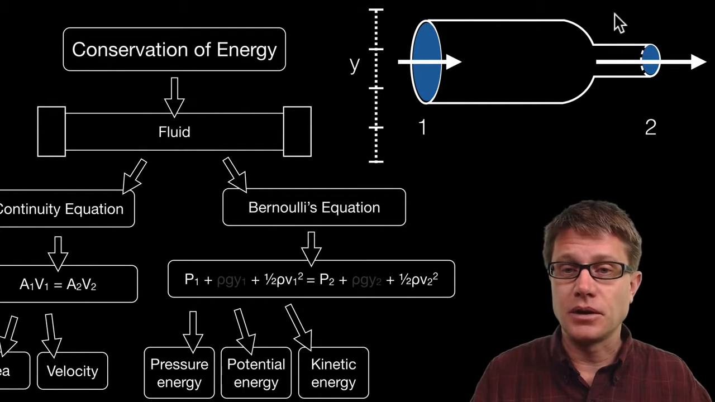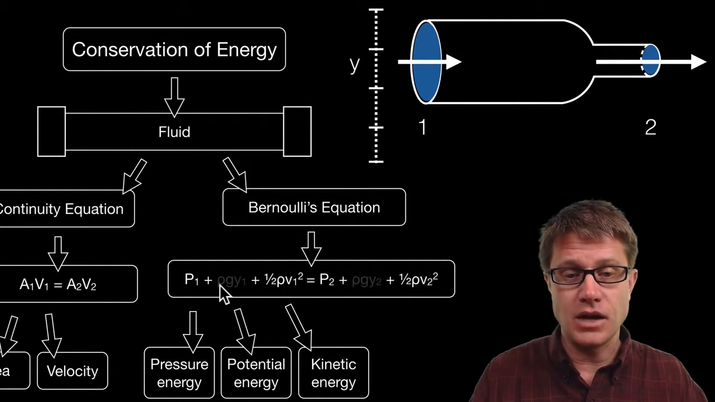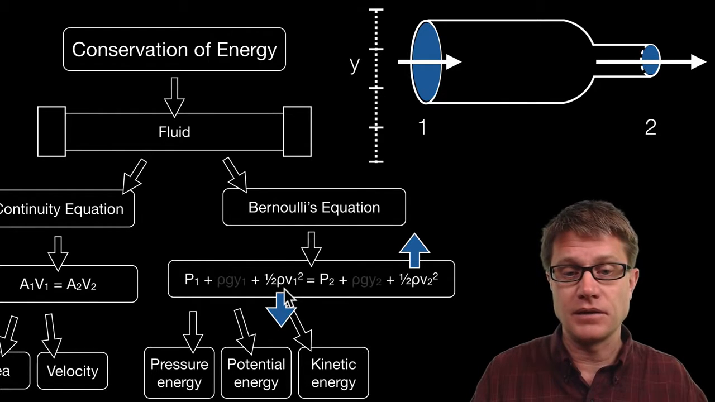So for example, if we were to look at this pipe right here, on both sides they both have the same height, or the same y value. So I've taken those out of this equation. And so where's the velocity going to be faster? It's going to be faster on the right side of the pipe. So we're going to have a faster velocity on the right side, slower velocity on the left side.